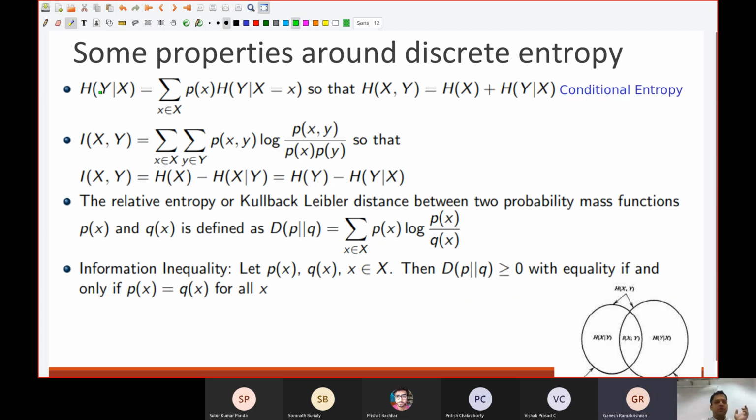So the first term, conditional entropy. What is it? H of y given x is the sum over all values that x can take of the entropy of y for that fixed value of x, times the probability of x. Basically, the expectation. You can also write the entire thing as the expectation of H of y given x, with respect to the distribution of x, p of x. When you write expectations, you should write with respect to what distribution.